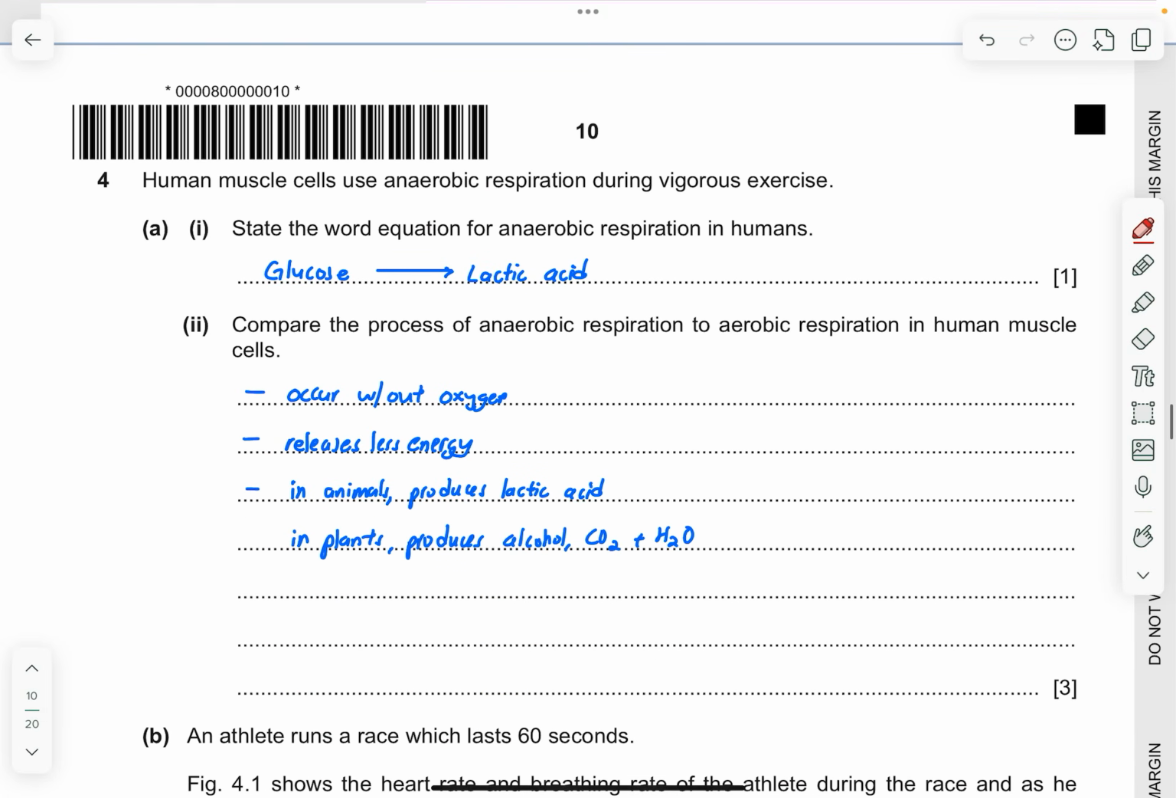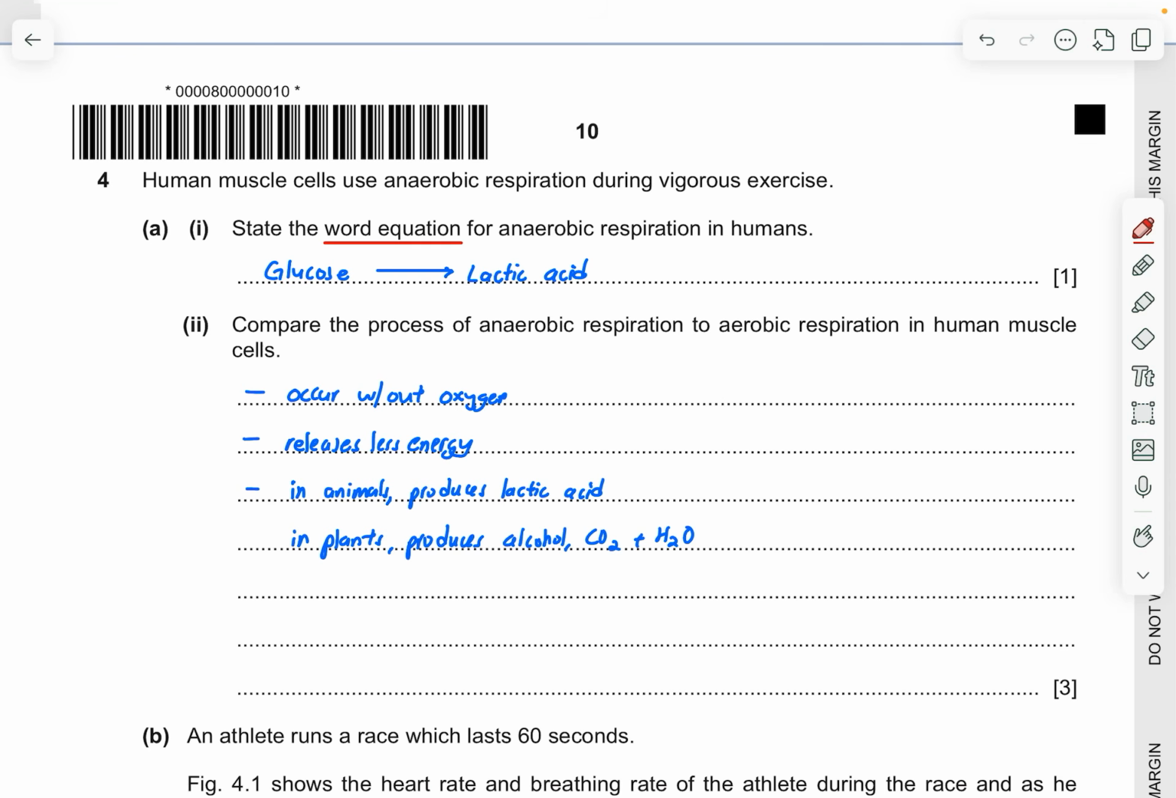Question 4. Human muscle cells use anaerobic respiration during vigorous exercise. Part 1, state the word equation for anaerobic respiration. So they're asking you for the word equation. So please do not give the chemical equation. As a result, in humans, there's only one product, no CO2. It's only glucose to lactic acid. That's it.